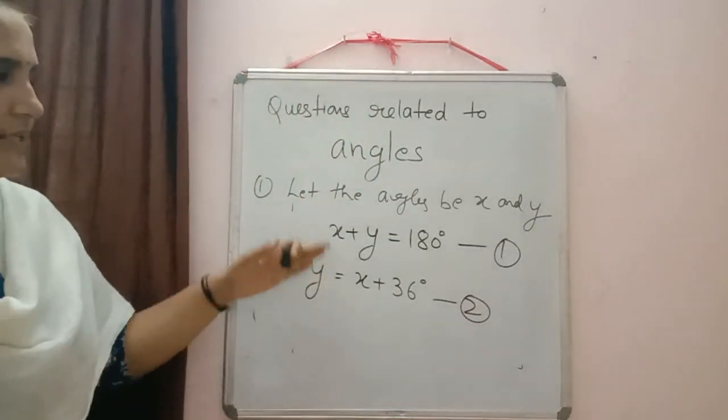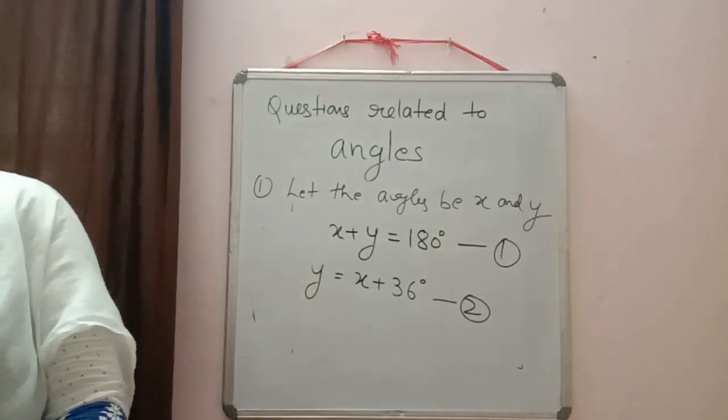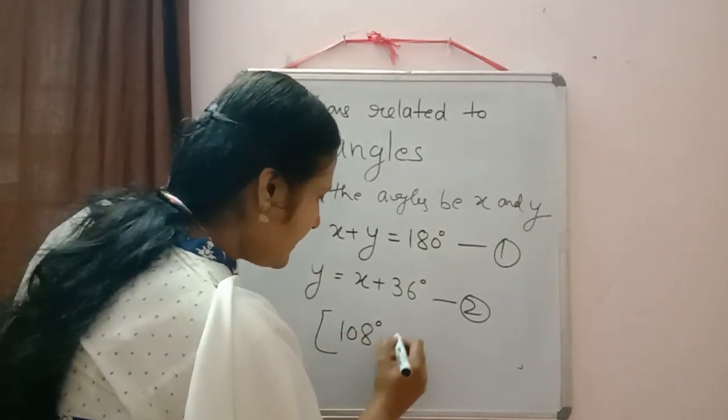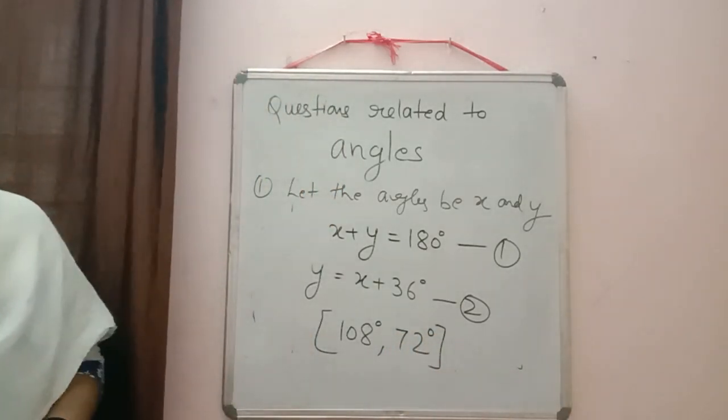Now you can solve these two equations. You will get the values of x and y. So I am giving you the answer. The angles will be 108 degrees and 72 degrees. Just do it.